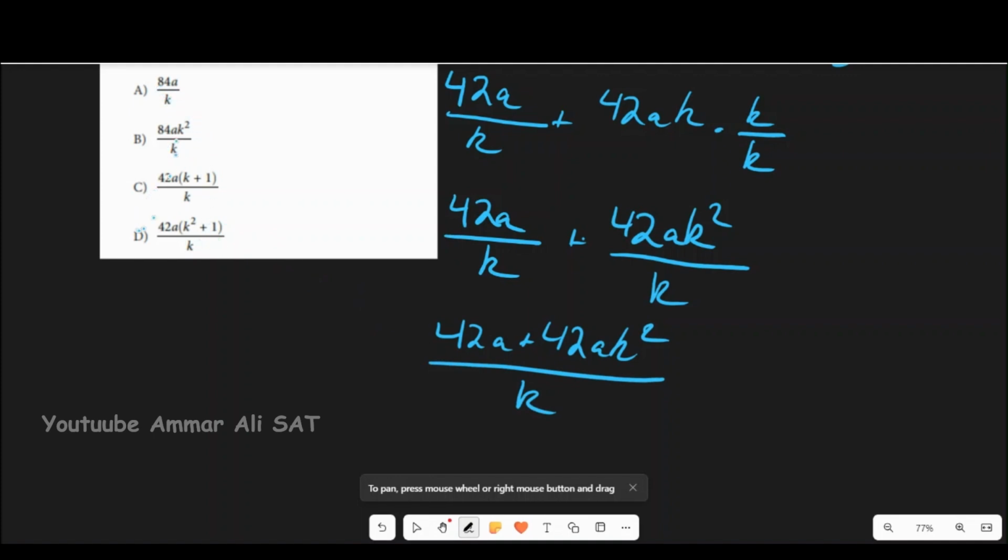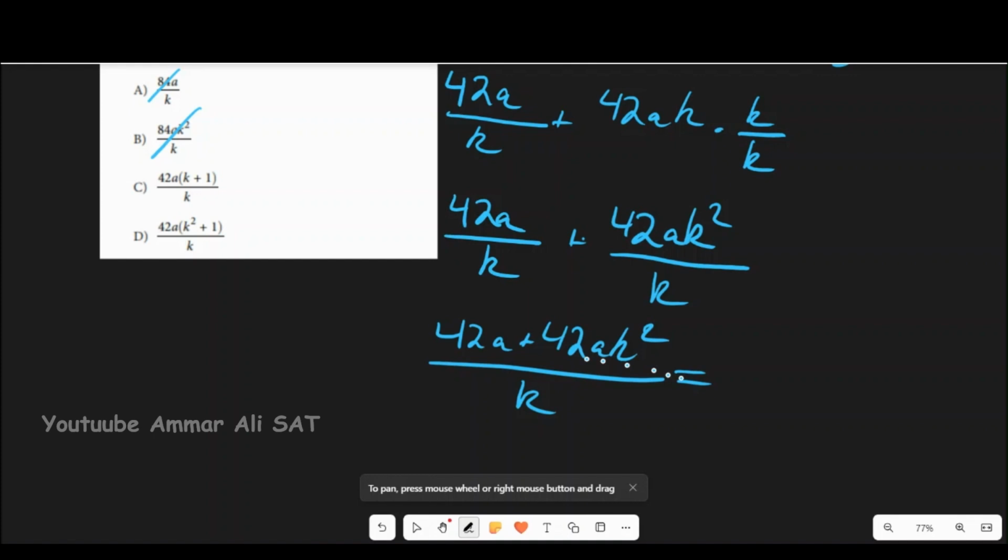Now we need to figure out which one of these makes sense. If you notice, we need to basically factor. So right off the bat, I can eliminate 84 whatever and 84 that, because where does 84 come in? They would try to trick you and be like, oh, maybe I can add 42a plus 42ak squared. No, you would get that wrong because you can't add these. These are not like terms. This is a and this is ak squared. You cannot add these, but you can factor them.